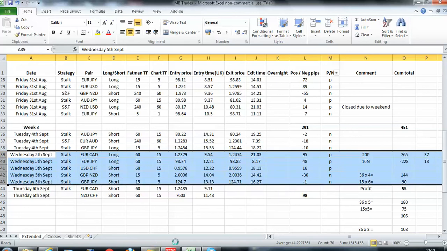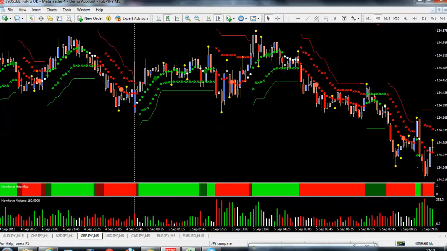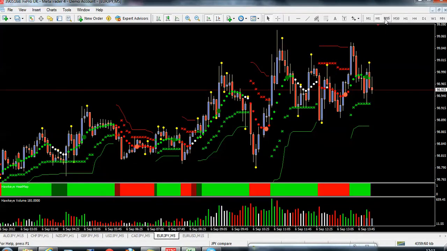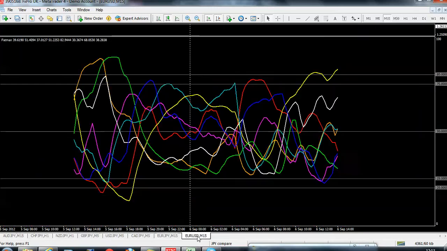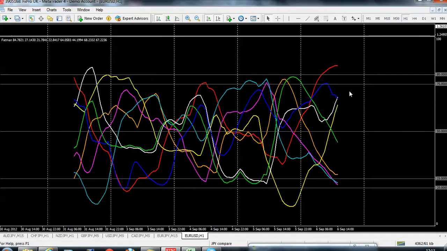In fact, while we're on this profile here, the yen profile, let's have a look at the Euro yen. It's a 15-minute trade here. And you see here, it's a really nice trade based on the 1 hour fat man. I can show you here. You see the green line going up, and this purple, the magenta line, coming down. So that's euro strengthening and the yen weakening.